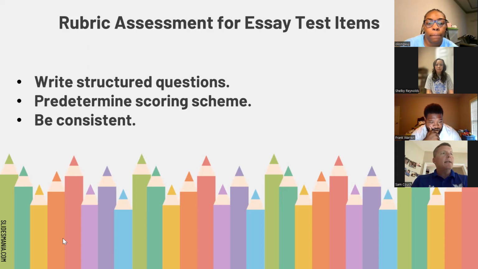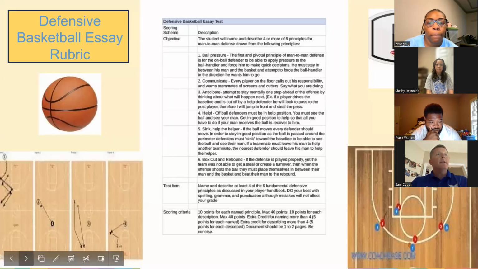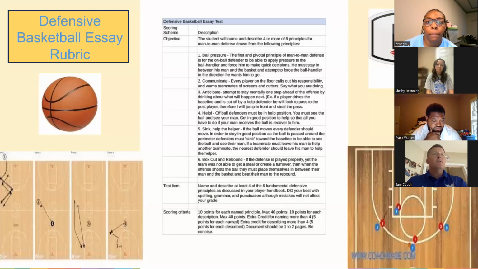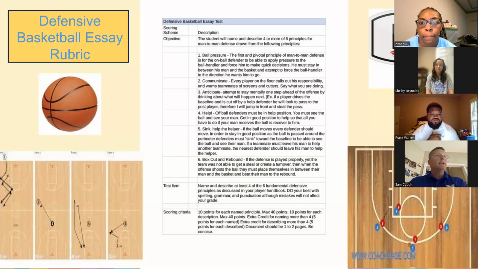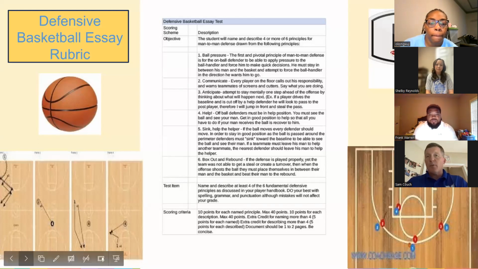On the next two slides, we have included two different types of rubrics, just to show the different ways that you can evaluate. One's about a defensive basketball essay question, and it includes basically exactly what the students need to know and write in their essay. And then the next one's about reading comprehension.